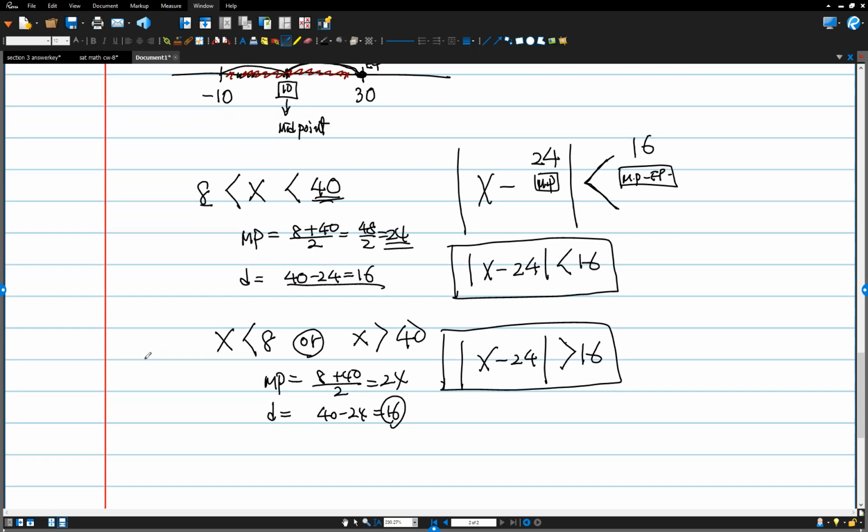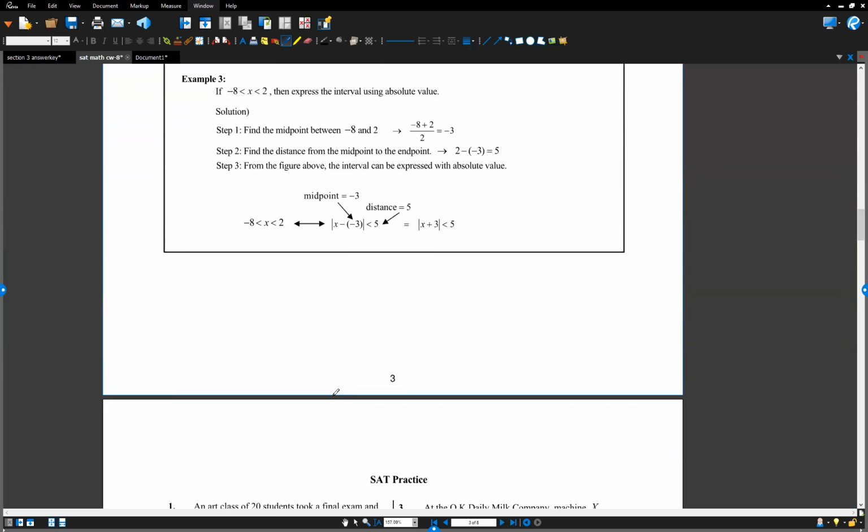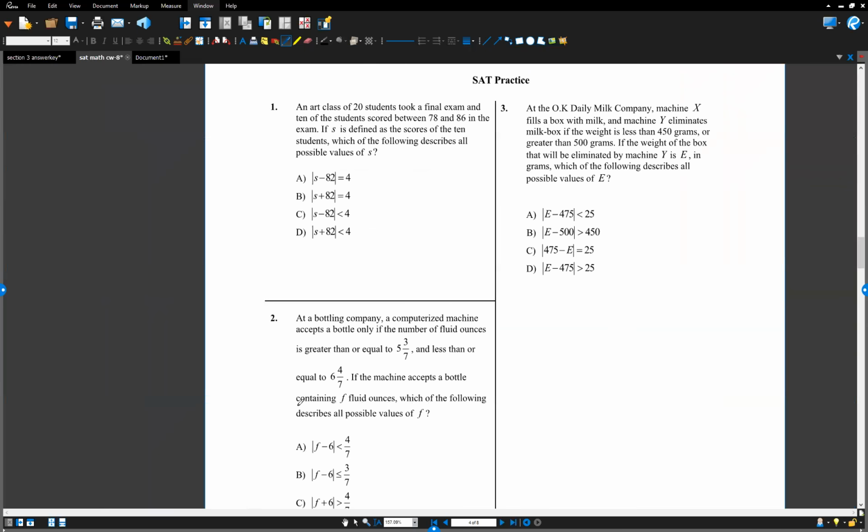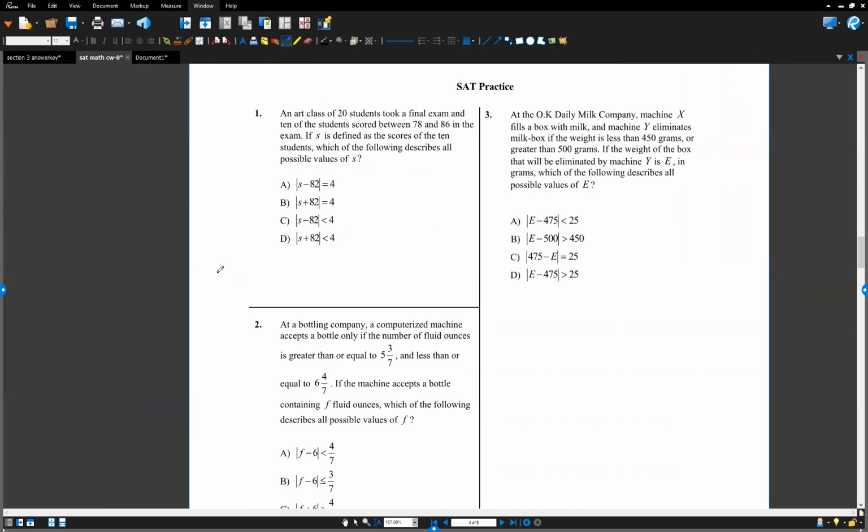Any questions about this? Just memorize the formula, okay? All right, go back over here. They already have this type of questions. I'm gonna try only number 1 and 3.